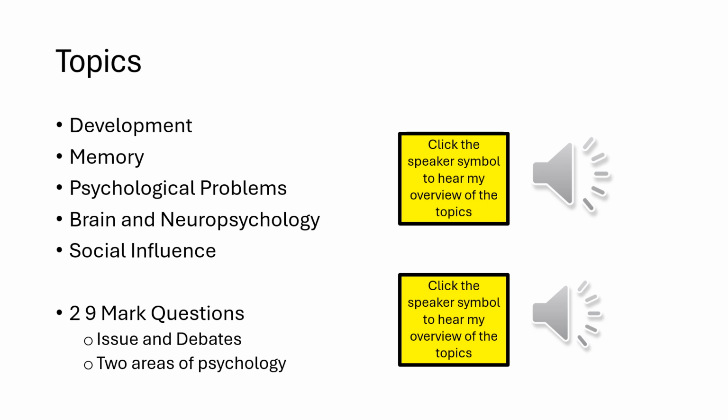The second 9-mark question gives you a scenario and asks you to pick 2 areas of psychology to explain it. So generally that's 2 theories or 2 concepts from 2 different topics used to explain the behaviour that's happening in the scenario.